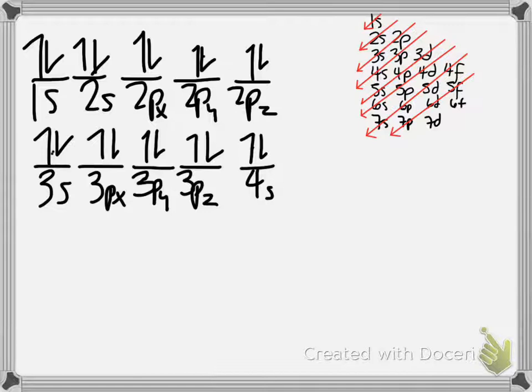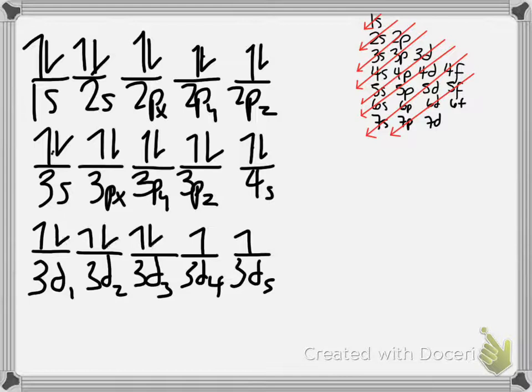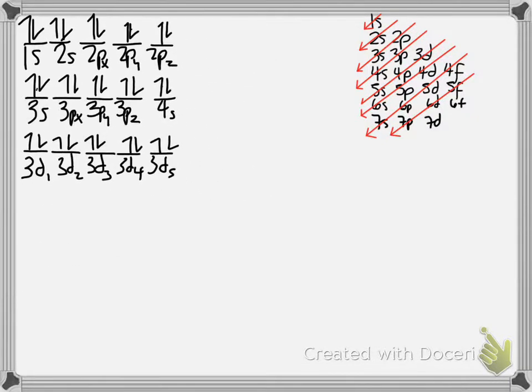All right, so what fills after 4S? 3D. 3D1, 3D2, 3D3, 3D4, 3D5. 1, 2, 3, 4, 5, 6, 7, 8, 9, 10. 10 more electrons down. And I'm stacking these. We usually don't do that. We usually try to write them all out in one line, but it's really tough when you have 86 electrons.